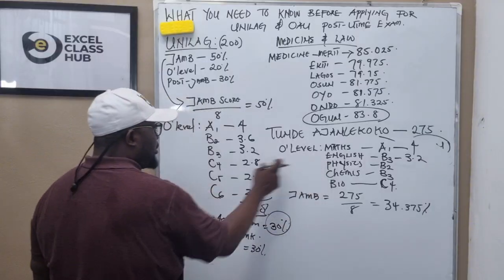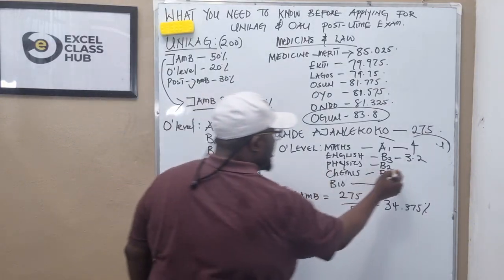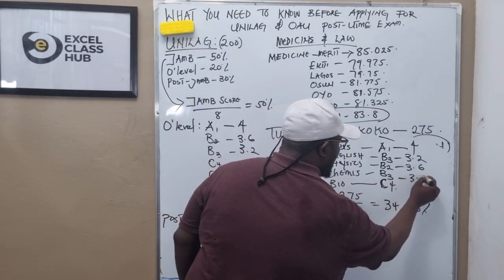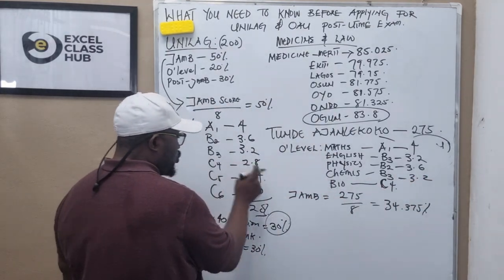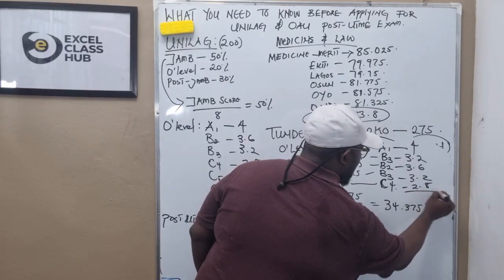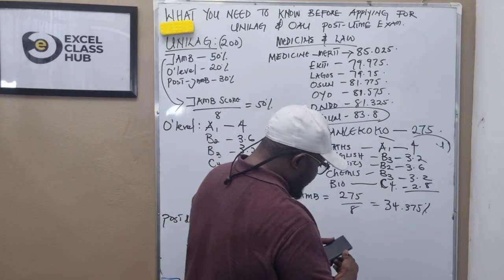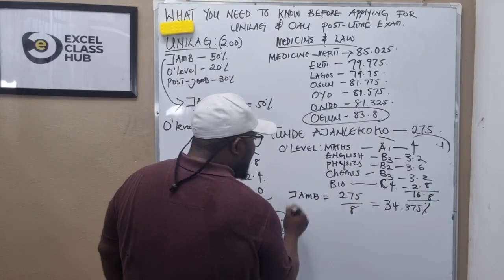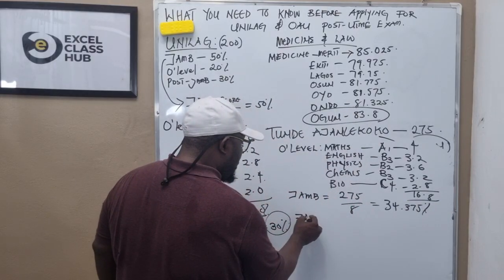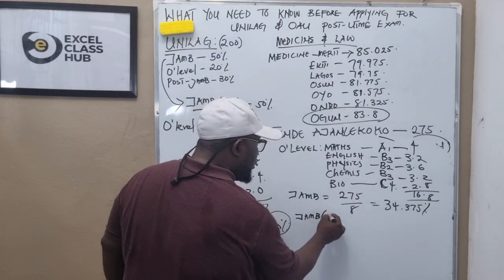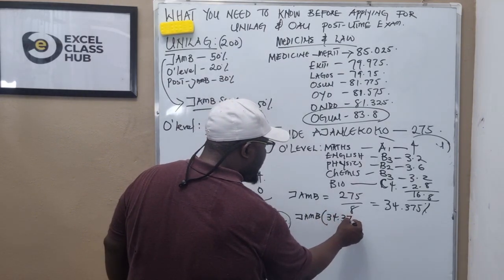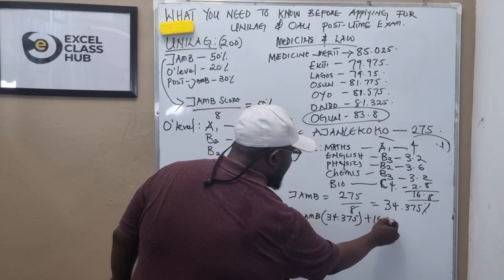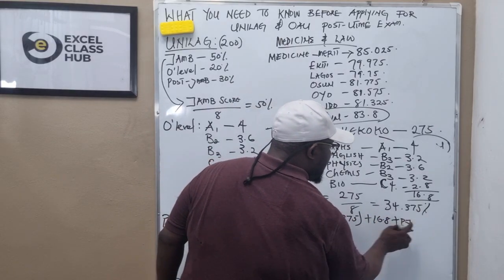32.2, Physics B2. B2 is 33.6, sorry. B3, 3.2. And C4 is what? 2.8. So add up all this together, we have 16.8%. So adding his JAMB score. His JAMB score is 34.37. That plus his O level is 16.8 plus post-JAMB, which is yet to do.